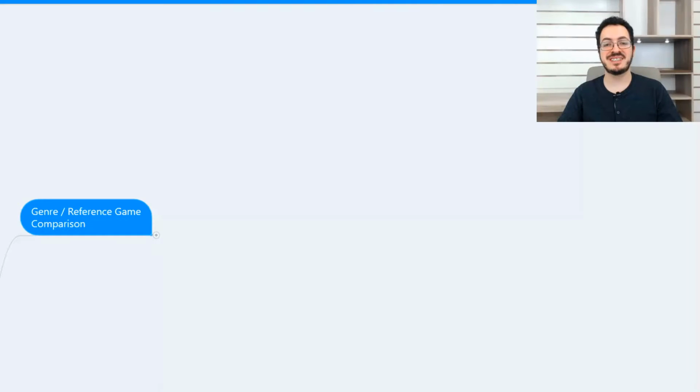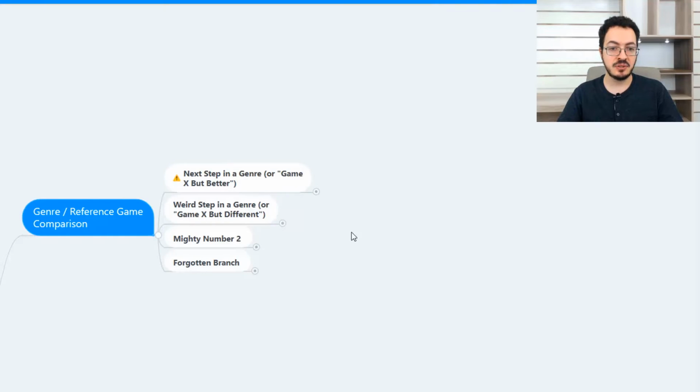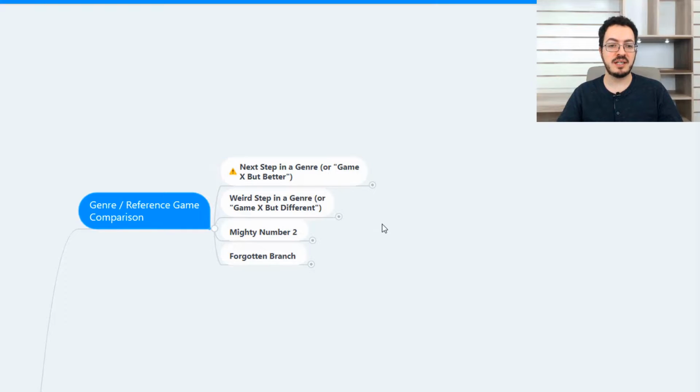So now we talk about a set of attention magnets that have to do with how you compare yourself against a certain genre or against a certain reference game. And there are actually a few ways to leverage that for your marketing. So let's talk about that. So here we have these 4 attention magnets.